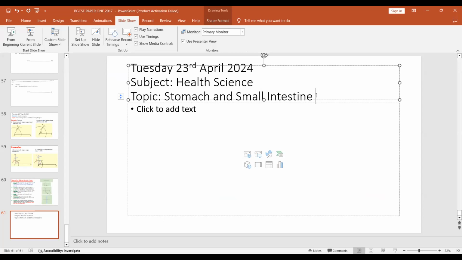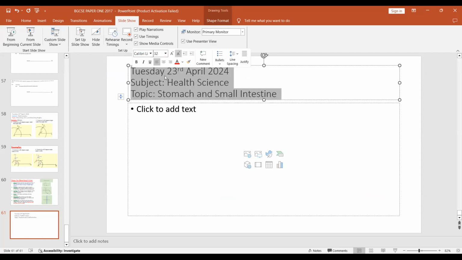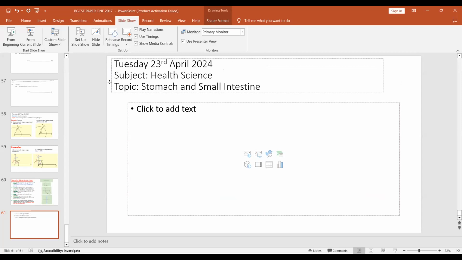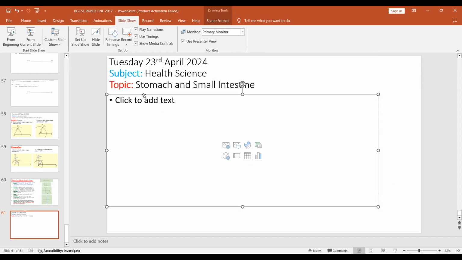What is the name of the muscle tissue that is used for the stomach and the small intestine? Does anyone know? You have three types of tissues. You have cardiac tissue, you have skeletal muscle tissue, and there's one other type that is smooth muscle tissue. Very good. So in the stomach and small intestine, we have smooth muscle tissue or smooth muscle cells. Okay, so let's go ahead and write these notes.